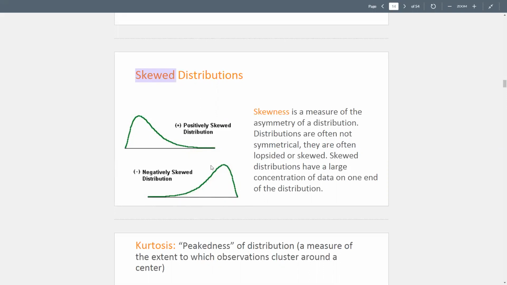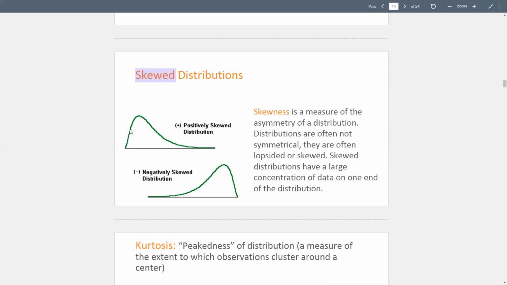There's actually a skewness coefficient that we'll talk about that gives us a numerical representation of how asymmetrical the distribution is. If the skewness coefficient is 0, then that indicates that the distribution is perfectly symmetrical. If it's positive, it's positively skewed. If it's negative, it's negatively skewed.